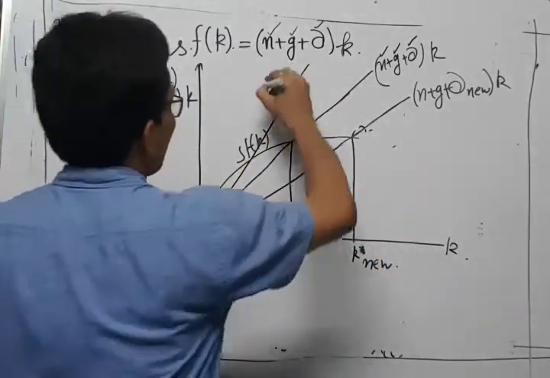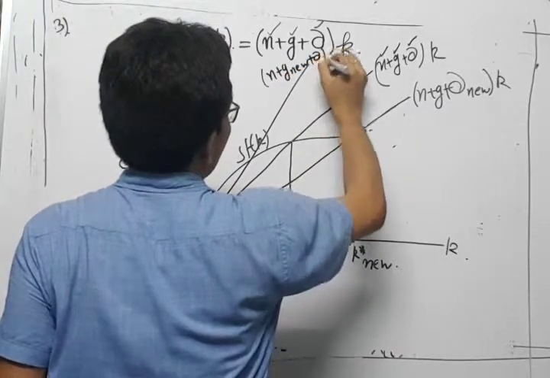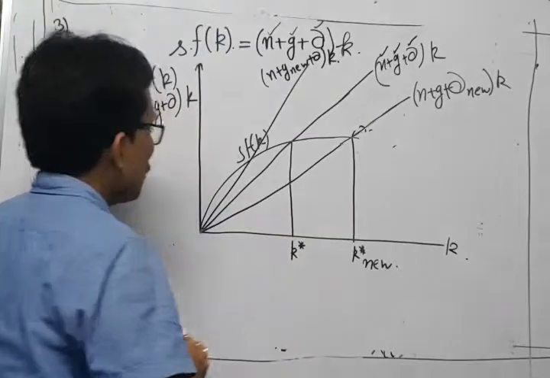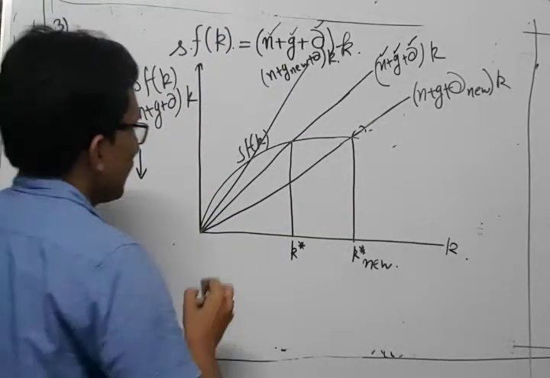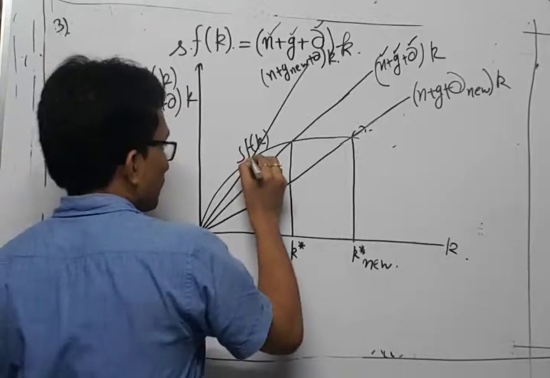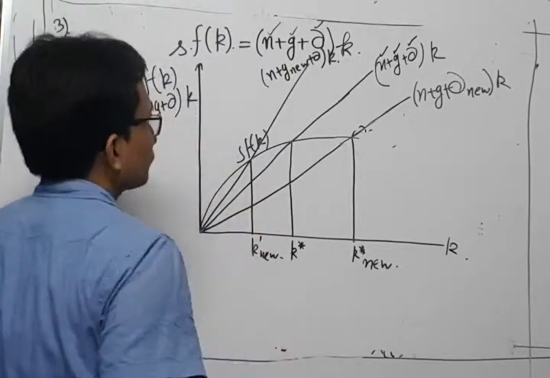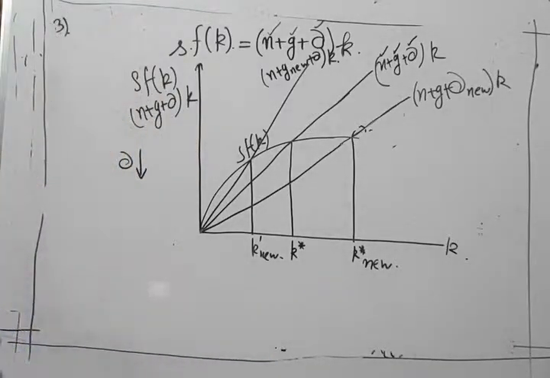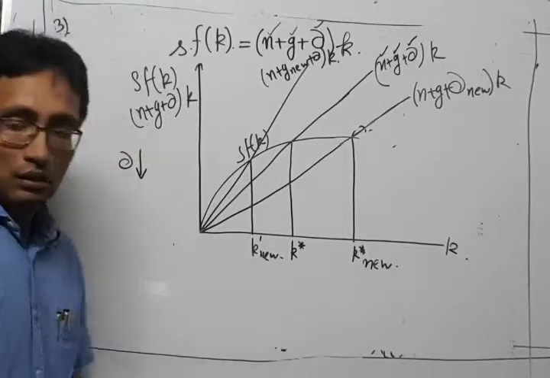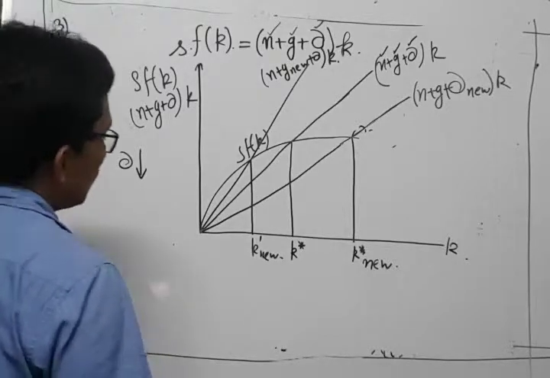So this has now become steeper, where the new g is greater than the old g, whereas n and delta remain unchanged, and hence it is now intersecting the investment line, that is the s f(k) line, at a much lower level of capital, which is now given by k prime new. So now you require an even higher level of break-even investment to keep k from falling, and hence it now intersects the investment curve at a much lower level of k prime.